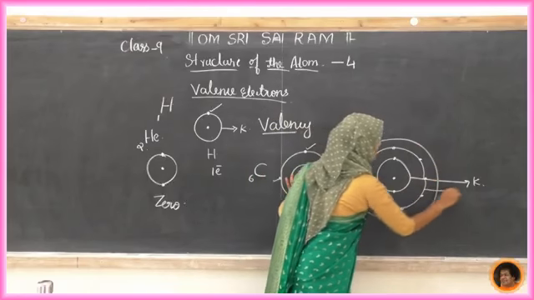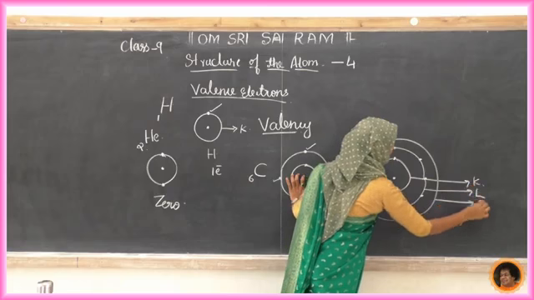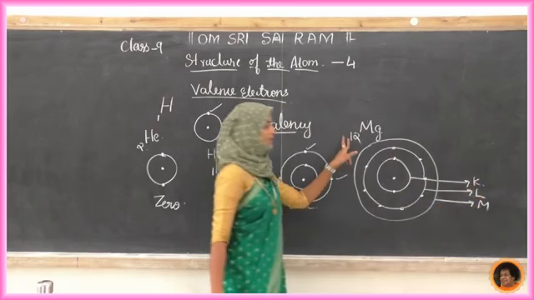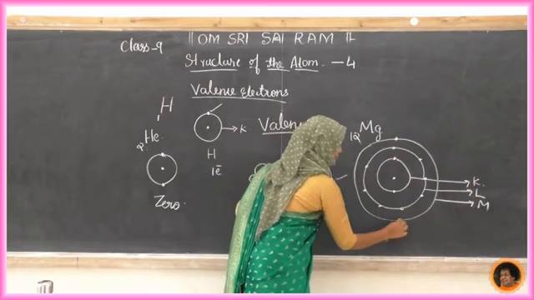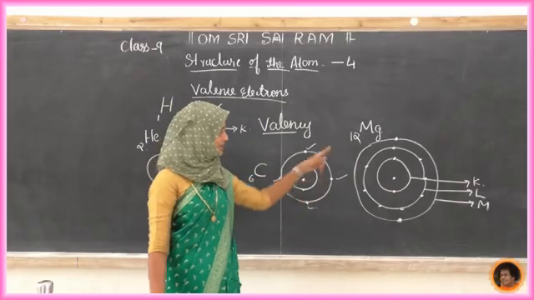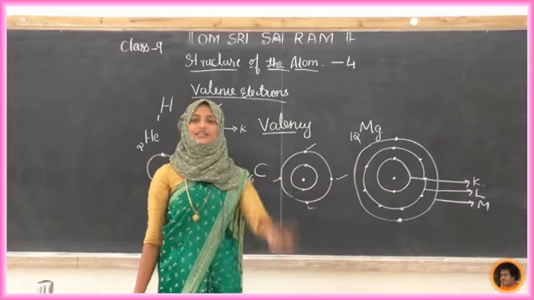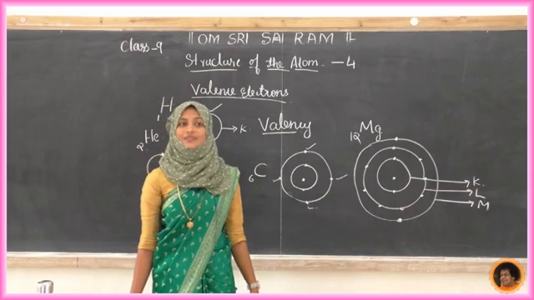So we have to draw one more shell, that is the next shell. K shell, L shell, and this is the M shell. Now how many more? 2 electrons more. So here we can write 2 electrons. See, in the M shell there are 2 electrons. Now what is the valency of this?